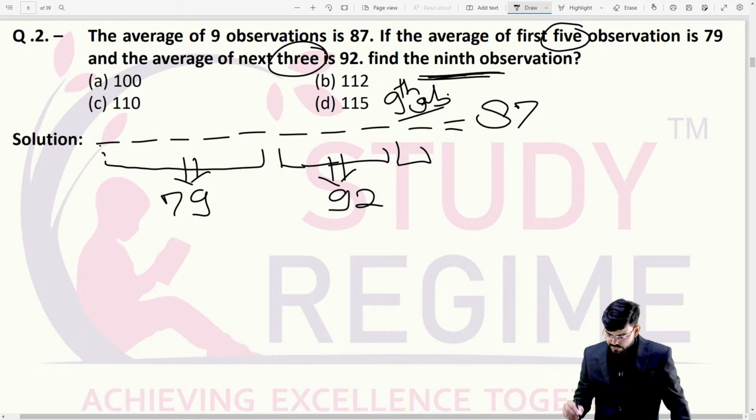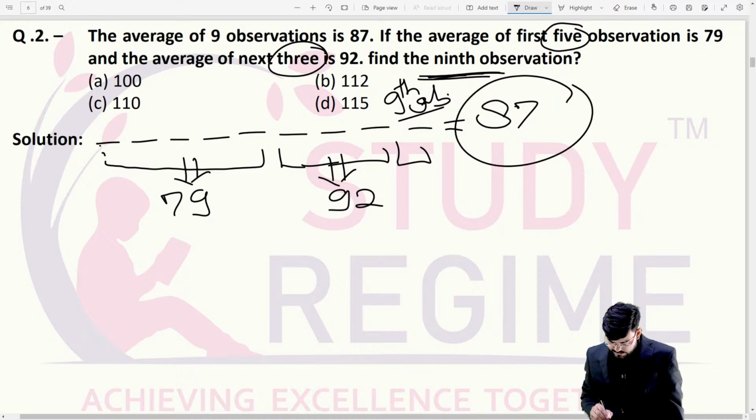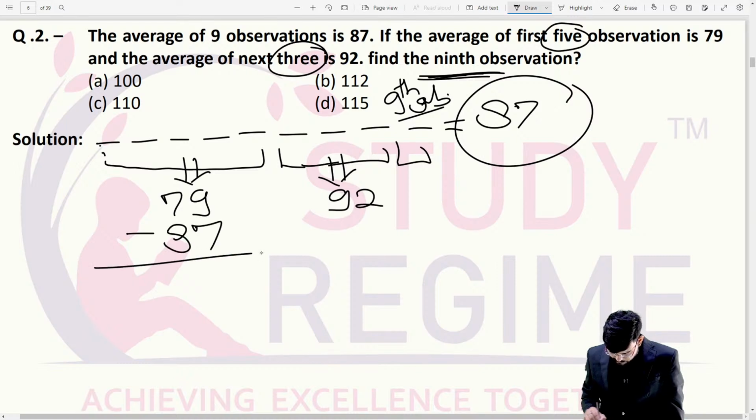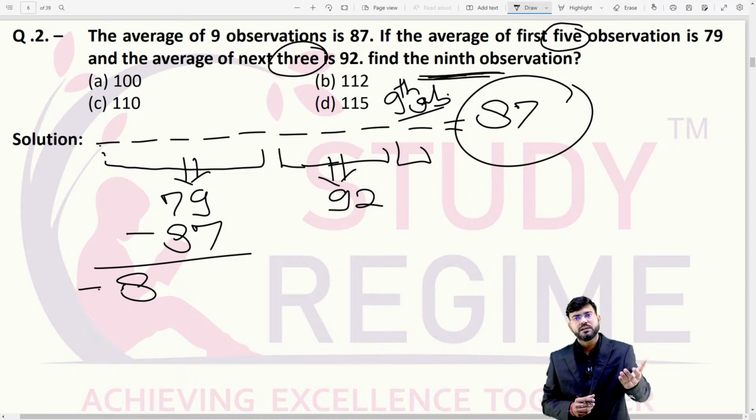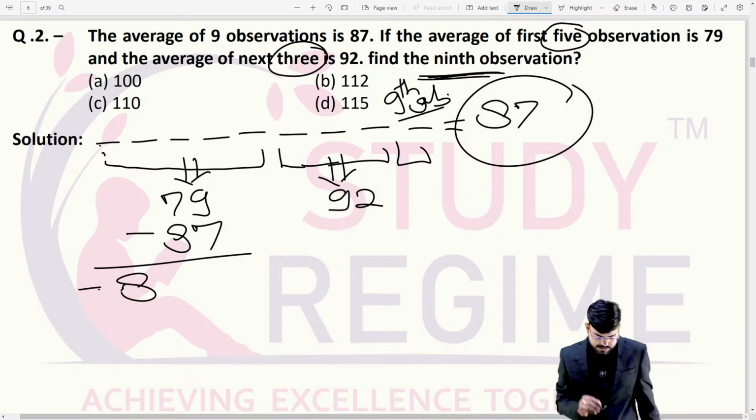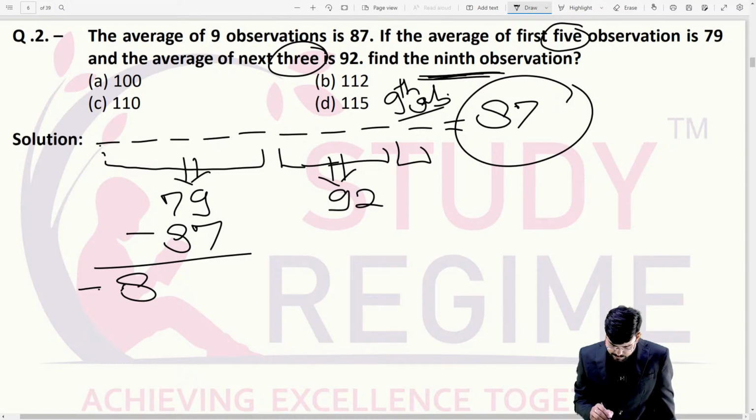Subtract this average from the given numbers. You will subtract 87. What will you get? Minus of 8. You have to subtract the average from the number, you will get minus 8. But this average is shared by how many observations? 5. 1, 2, 3, 4, 5. Just multiply it with 5. You will get minus 40.